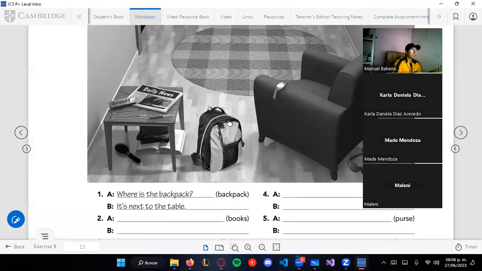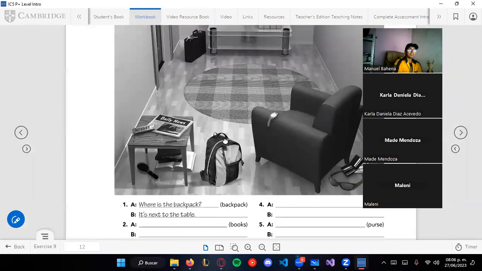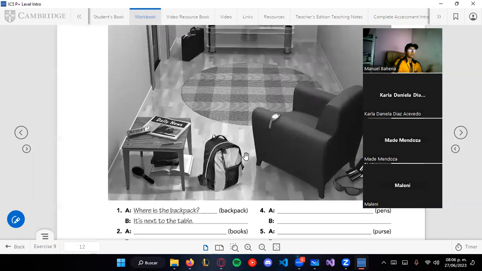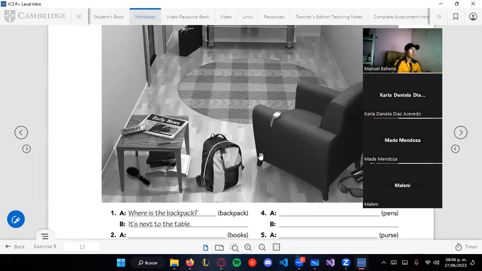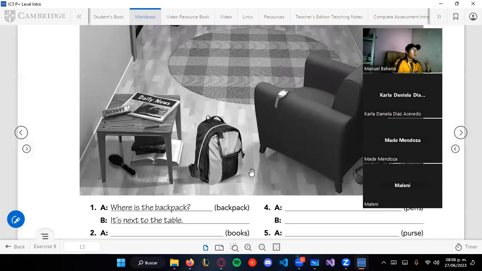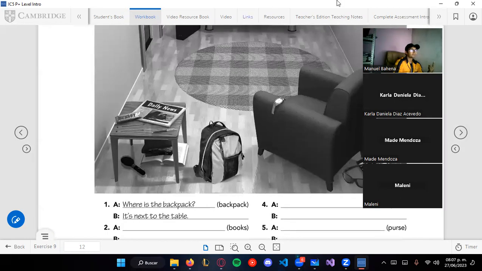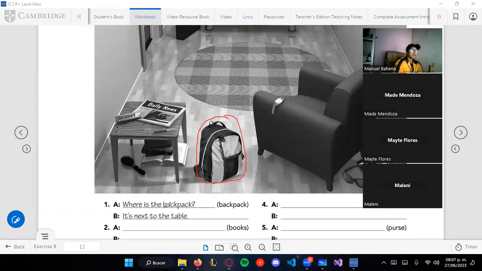All right. For example, the first one. It says, we're also going to use relative pronouns, okay? We're going to use the adverbs, okay? Los adverbios. So, for example, the first one, it says, where is the backpack? Here we have the backpack, right? What is backpack? Mochila. Exactly. Mochila. Y aquí, what am I asking then? ¿Qué estoy preguntando? What am I asking here? ¿Dónde está la mochila? And the answer says, it's next to the table.